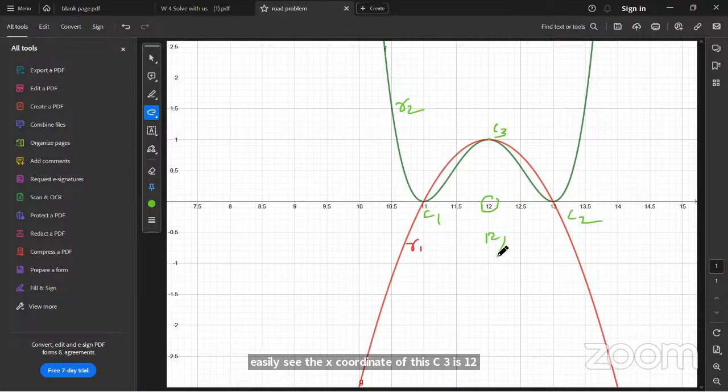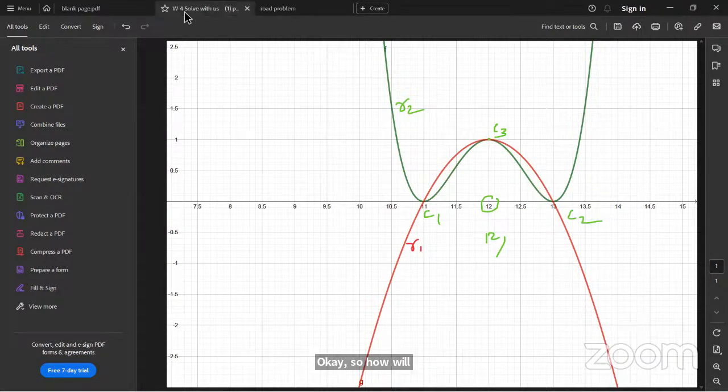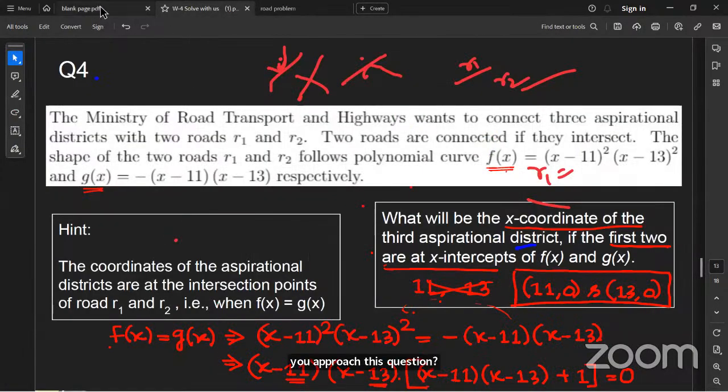But in the exam hall, you don't have access to the graph, right? So the road graph looks like this. I have shown you how the roads will behave. So how will you approach this question? I am going to tell you.